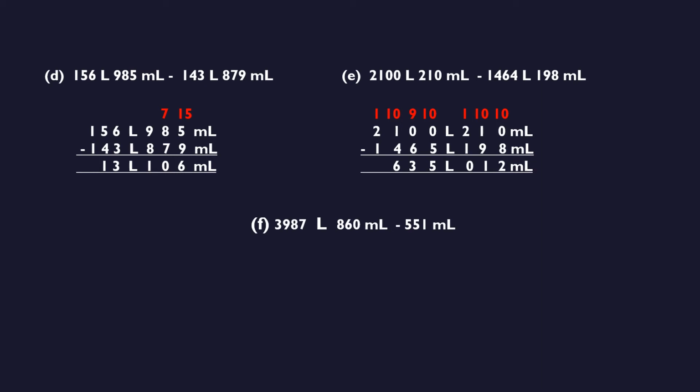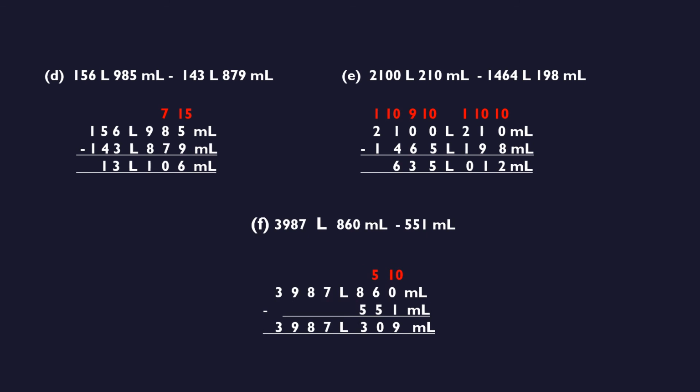Then F part, 3987 liter, 860 milliliters, minus 551 milliliters. Where there is no liters, so you will leave that part. Only you will write on the milliliter side. So write milliliters side 860 milliliters and then 551. Liter side leave it. Then subtract.